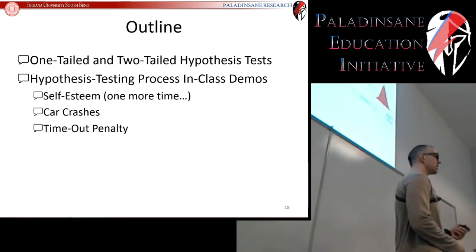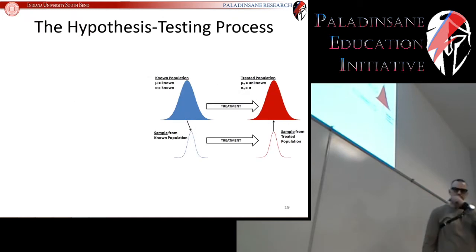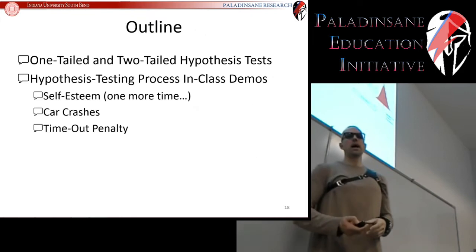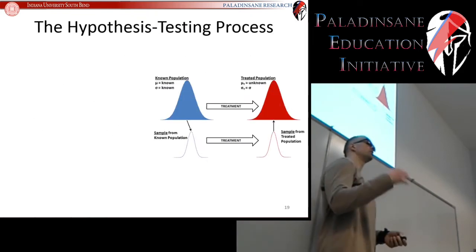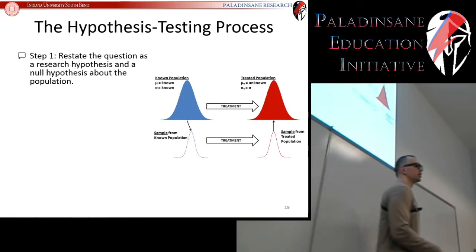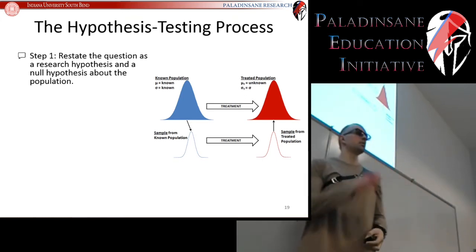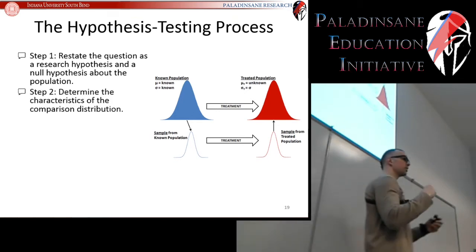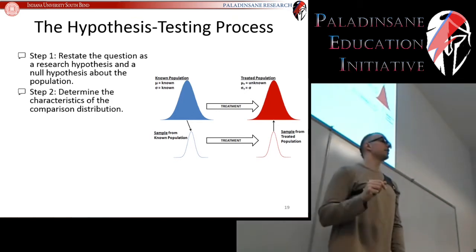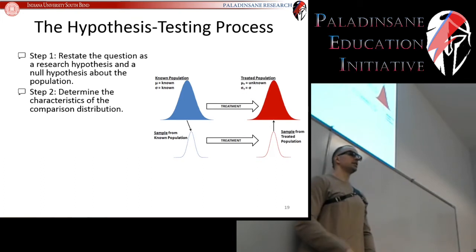All right, so back to the hypothesis testing process, because we're going to introduce that idea of one-tailed and two-tailed tests. So we have our 5 steps. Step number 1, restate your question as a null hypothesis and a research hypothesis about a population, always about the population. Step number 2, you have to determine the characteristics of your comparison distribution. This is not your population distribution. This is a distribution of sample means, because you have a sample mean and you need to compare it to a sample mean. It's unfair to compare it to anything else, like a population of individuals.